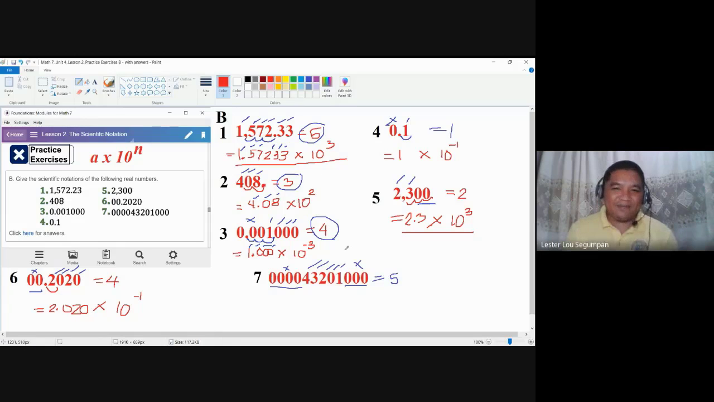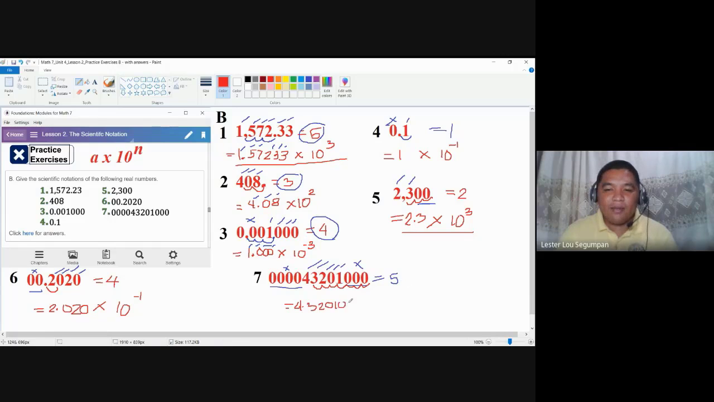Again, just like in number five, yes, for the purpose of significant figures, there's no decimal point there. But for the purpose of writing in scientific notation, we may place it here and then move 1, 2, 3, 4, 5, 6, 7 until we get an integral value. This would become 4.3201. Five only significant figures.